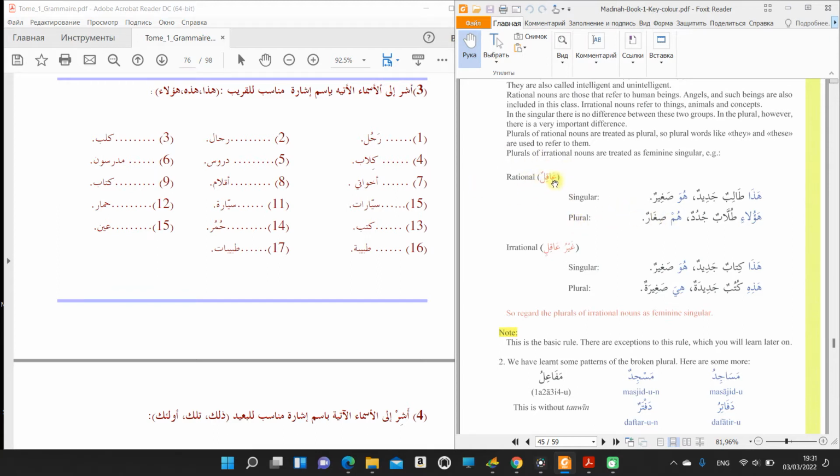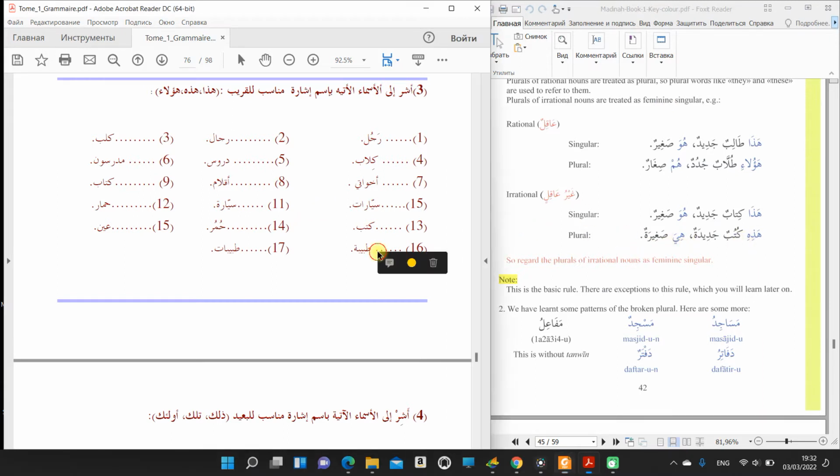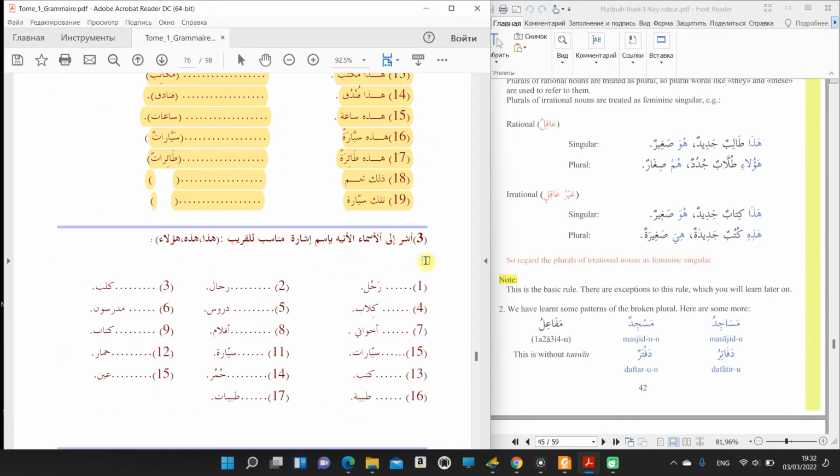We treat rational words as they are, plural, and therefore we say هؤلاء طلاب, these are students, هم صغار, they are small. But when it comes to irrational, unintelligent nouns, we treat them, in the plural form, as feminine singular. هذه كتب هي صغيرة. Yeah, that's what we learned in the previous lesson, and there are 3 or 2 exercises left, so let's finish them.